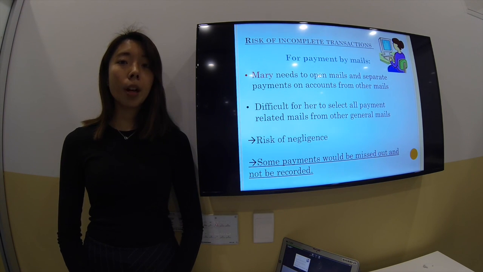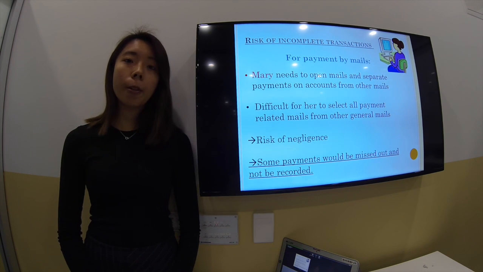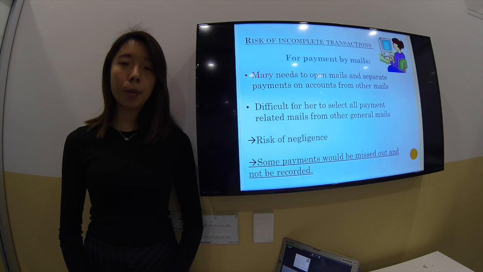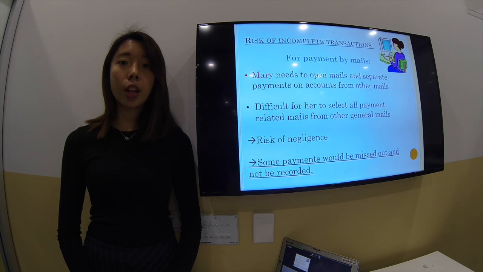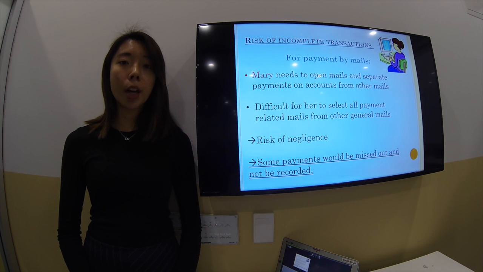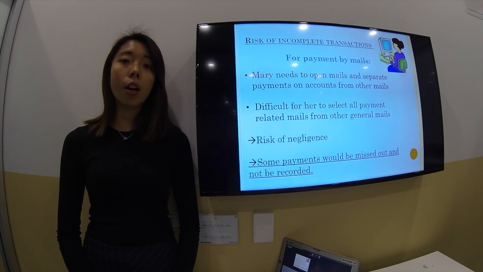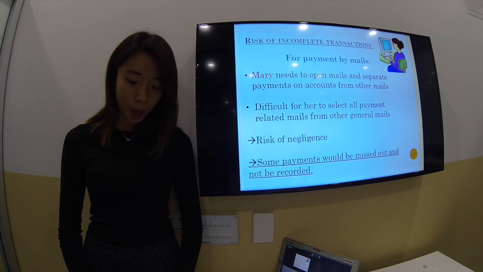First of all, Mary needs to open the mails and select and separate payment on account from other mails. Besides the high volume of payment mails, the email account also receives many other general mails. It would be difficult for Mary to select all payment-related mails from tons of others. Therefore, the risk of negligence would occur, and some payments would be missed out and not be recorded.